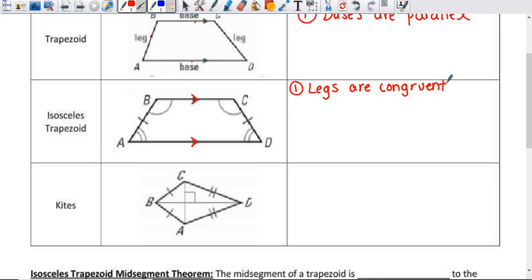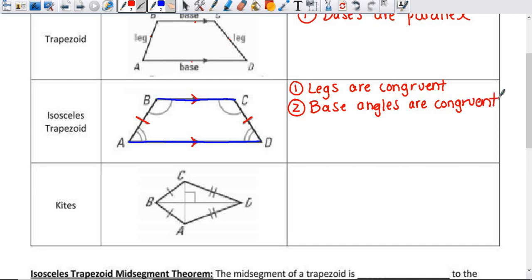All right, so we know isosceles triangles, the legs are congruent. These are still legs if these blue sides are our bases, okay? So the legs are congruent. That fits for isosceles trapezoids and triangles. Well then, from isosceles triangles, we know that base angles are congruent, and that is the same for isosceles trapezoids. So, property number 2, base angles are congruent.